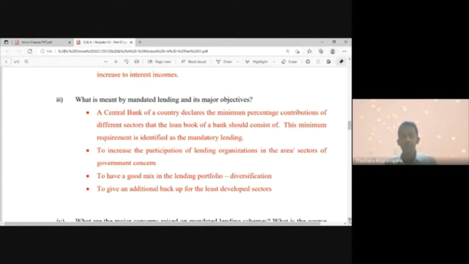One thing is, not every loan or portfolio is in the identified sector, and also by diversifying, there is an advantage for those sectors too, because those sectors could give the input to the next level, other sectors. Third one, additional backup for least developed sectors, because there are some sectors that need financial and other support. By doing so, they get a boost, they gain a backup. So those are the objectives. And that is the definition for part one.